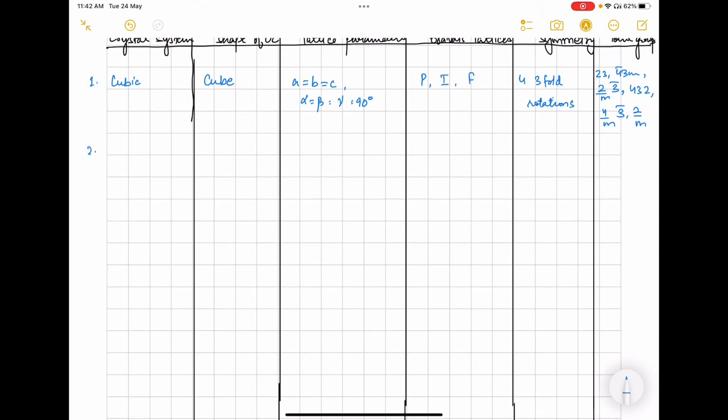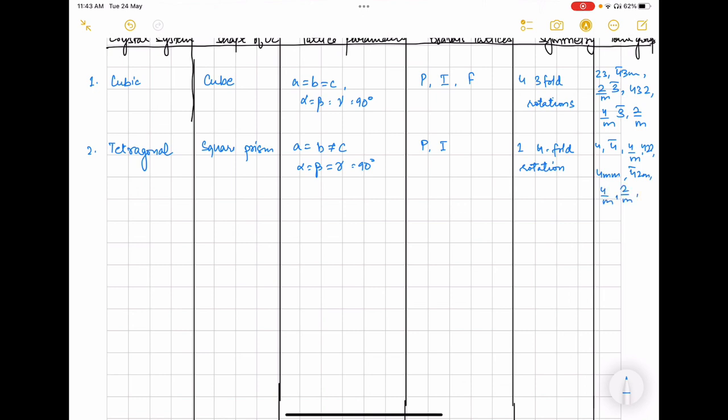Next was tetragonal. The unit cell shape was a square prism. So A equals B but not equal to C and alpha equals beta equals gamma equals 90. The Bravais lattices were primitive and body centered. Characteristic symmetry was the presence of one four-fold rotation. The point groups were 4, 4-bar, 4/m, 422, 4mm, 4-bar 2m, 4/m 2/m 2/m.